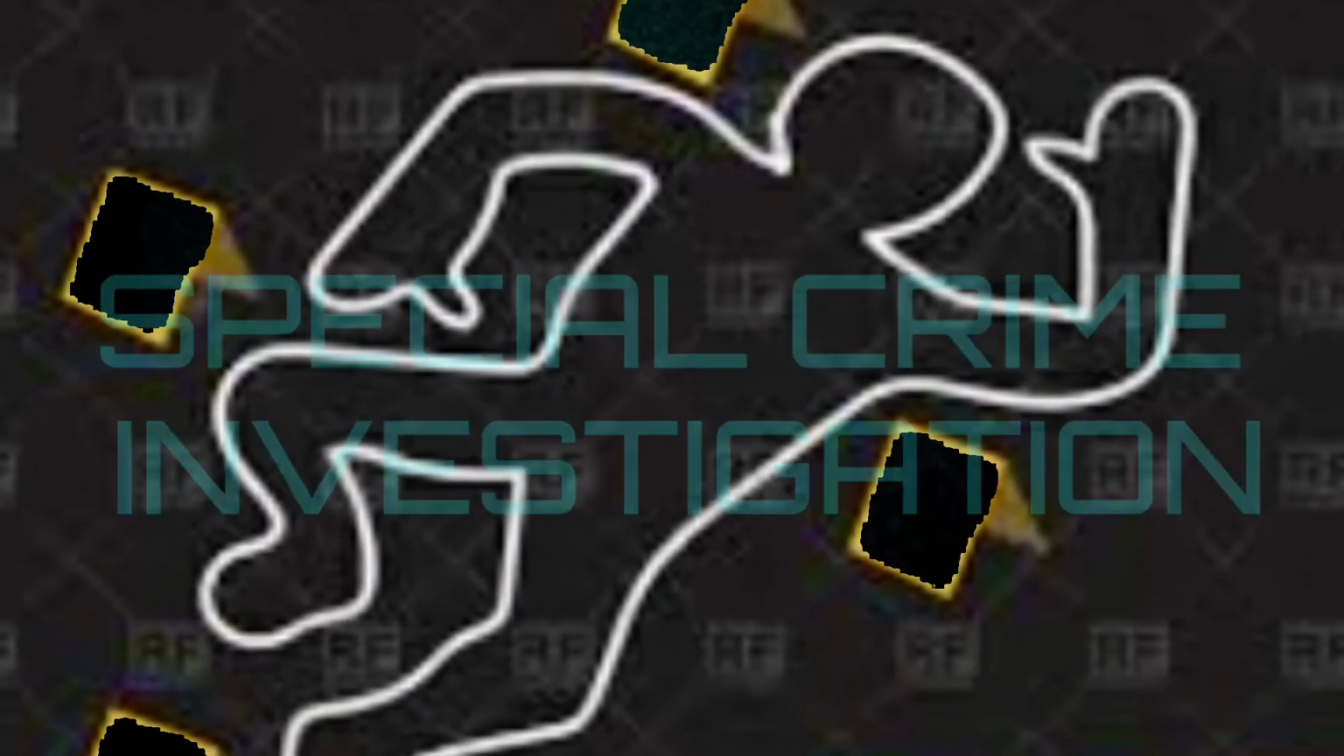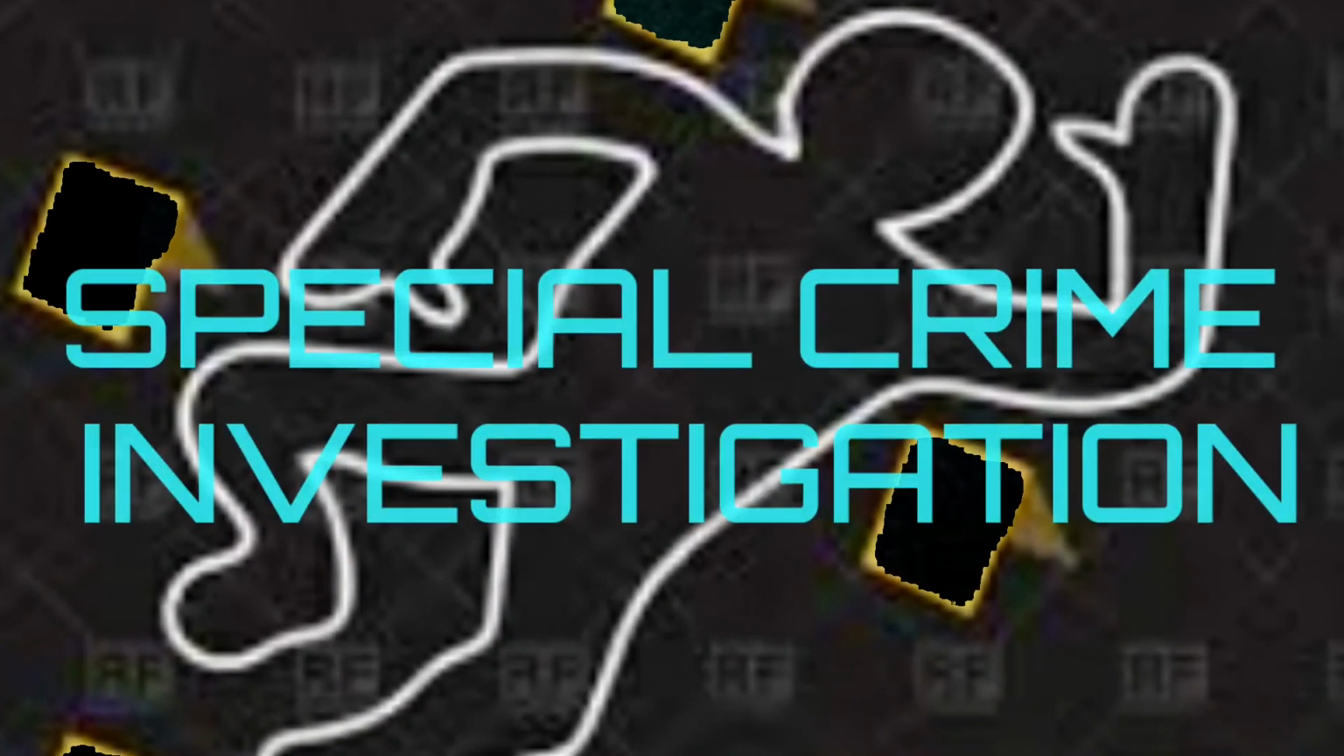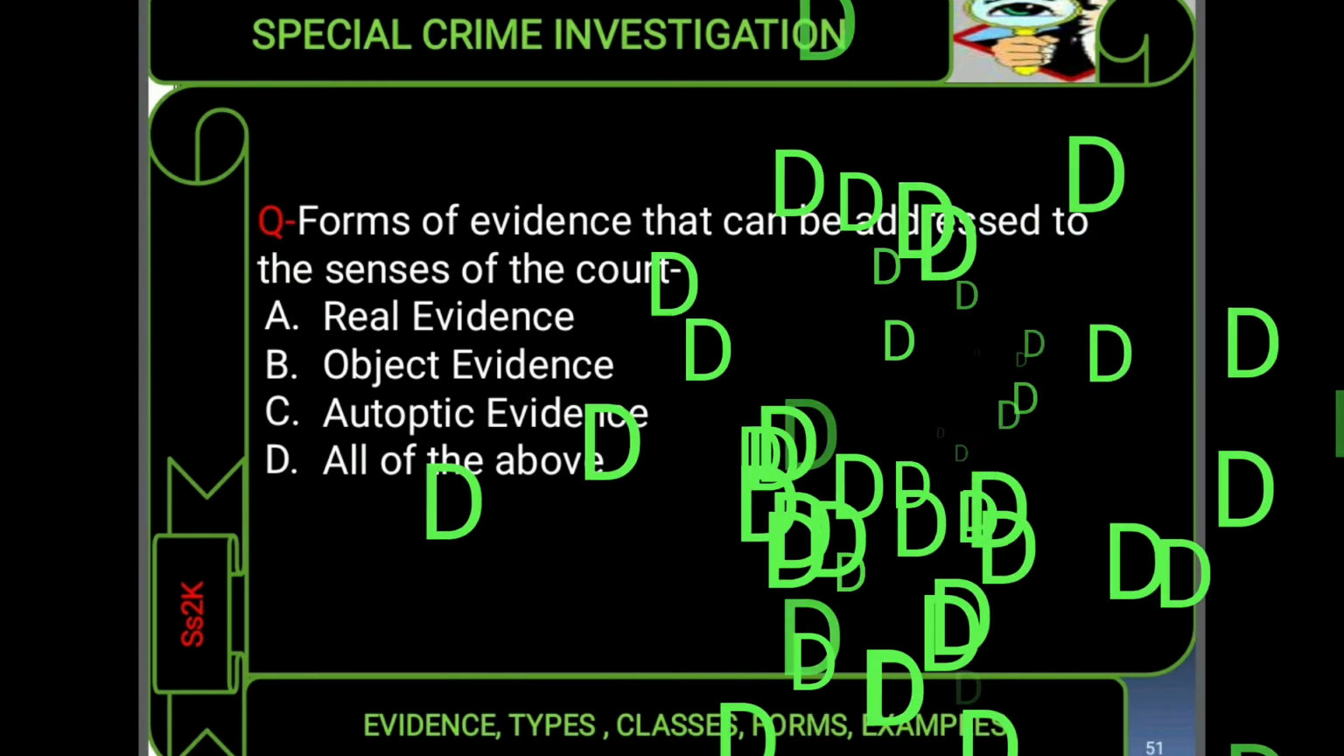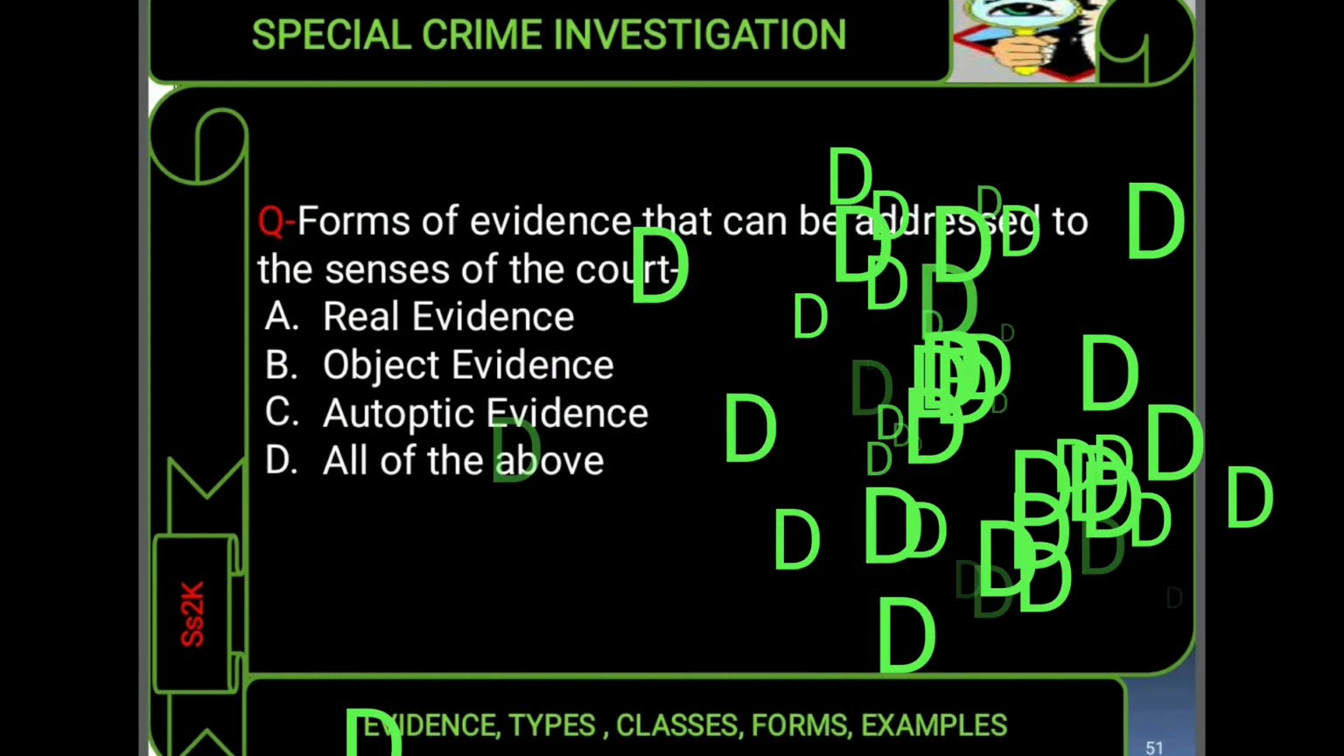So let us start with the first question. What do you call the forms of evidence that can be addressed to the senses of the court? Letter A, real evidence. Letter B or Bravo, object evidence. Charlie, autoptic evidence. Or Delta, all of the above. And the answer for this question is Delta. That is all of the above.